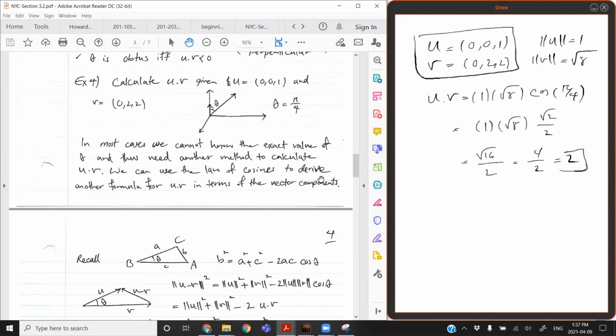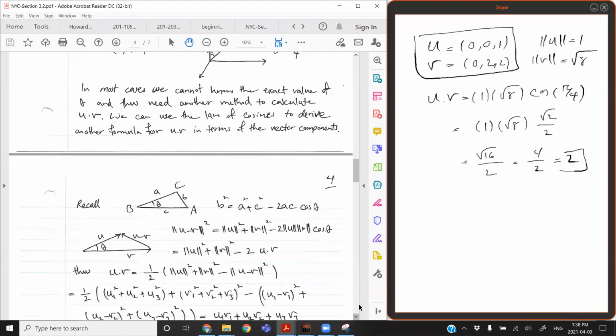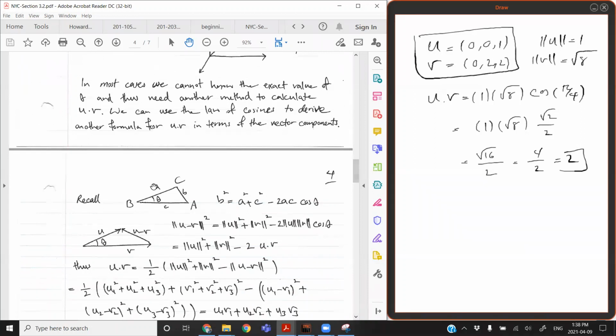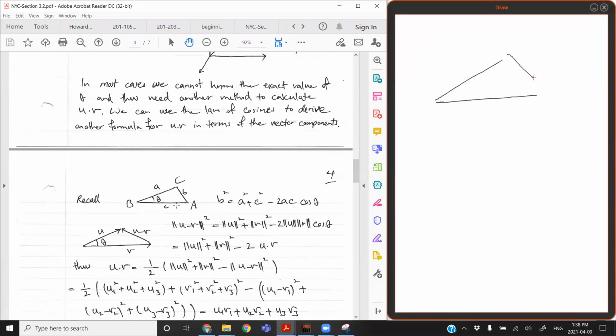We can use the law of cosines to derive another formula for u dot v in terms of the vector components. I'm going to remind you of the law of cosines. For any triangle ABC, this is the general naming convention of a triangle. The side across from A is lowercase a, the side across from C is lowercase c, the side across from B is lowercase b, and then we have the law of cosines.